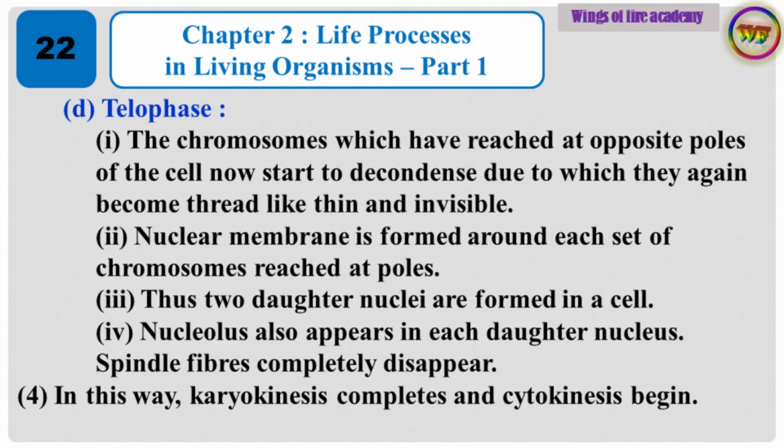D. Telophase. 1. The chromosomes which have reached at opposite poles of the cell now start to decondense, due to which they again become thread-like, thin and invisible. 2. Nuclear membrane is formed around each set of chromosomes reached at poles. 3. Thus two daughter nuclei are formed in a cell. 4. Nucleolus also appears in each daughter nucleus. Spindle fibers completely disappear. Fourth point. In this way, karyokinesis completes and cytokinesis begins.